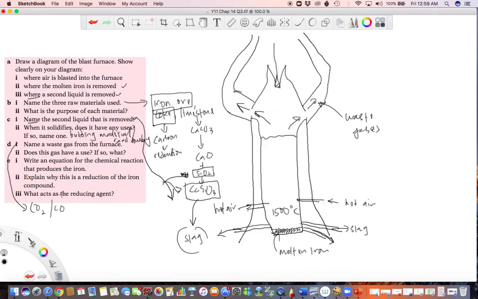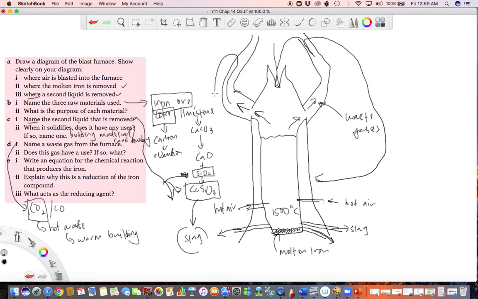Now, the carbon dioxide as a gas itself doesn't have a use, but because it comes out really, really hot, it is a hot waste gas. In some countries, this hot waste gas is used to warm buildings. Especially in very cold countries, buildings require heating up. So they could channel the gas back into heating up their own building, or channel it back into the ore itself.